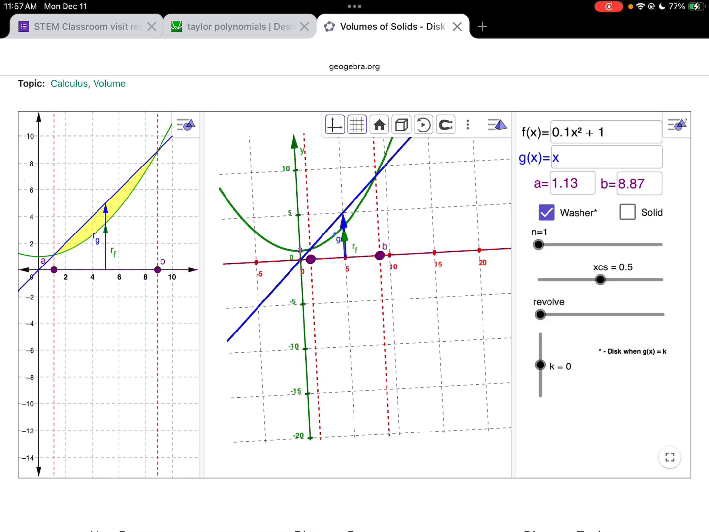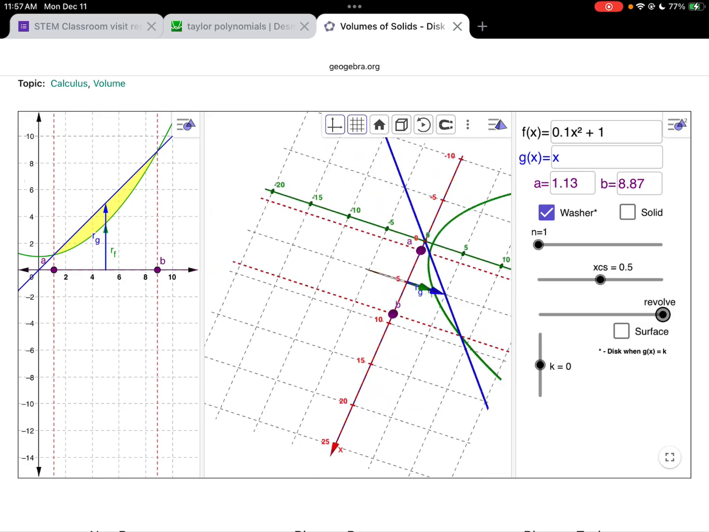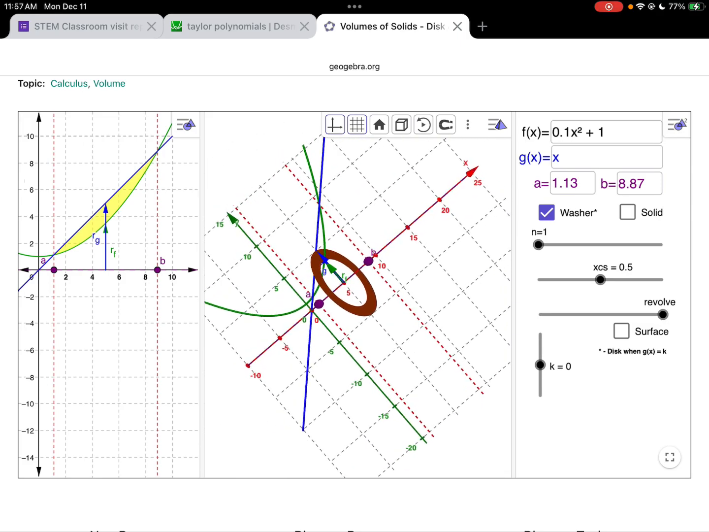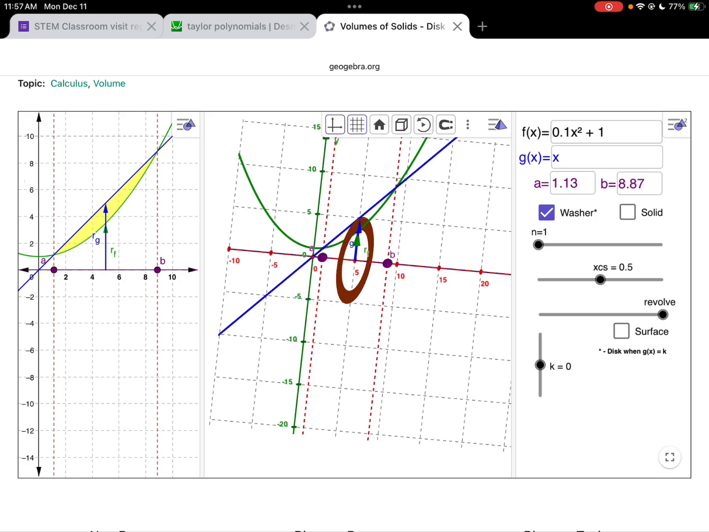Our goal here is to find a representative rectangle, and we're going to do it right at x equals 5. Then we're going to rotate this around the x-axis. When we rotate it around the x-axis, we form this shape. If you look at this, you see that it forms a circle shape. It's called a washer because we have an outer circle and an inner circle, and we want to find the area of that shaded region.